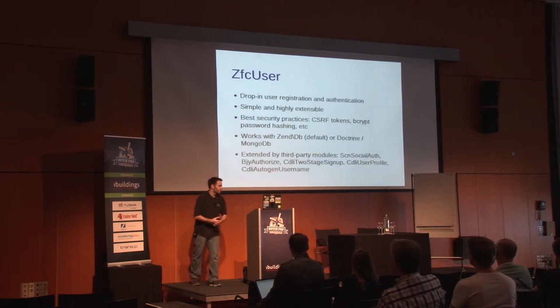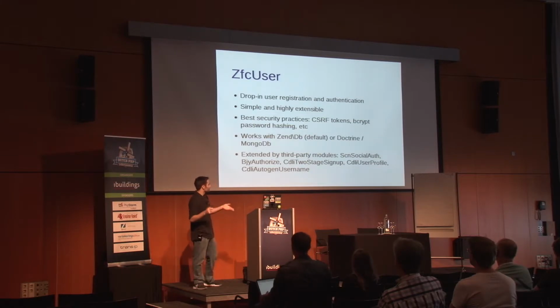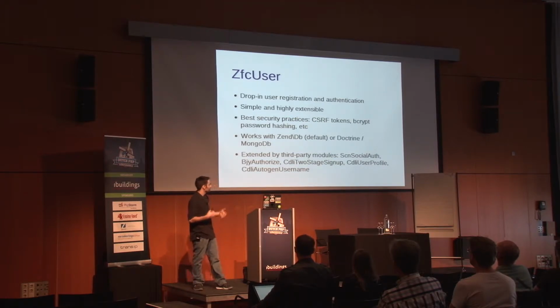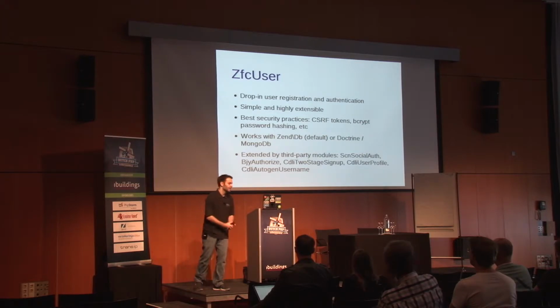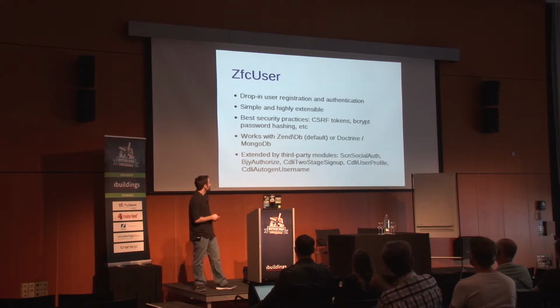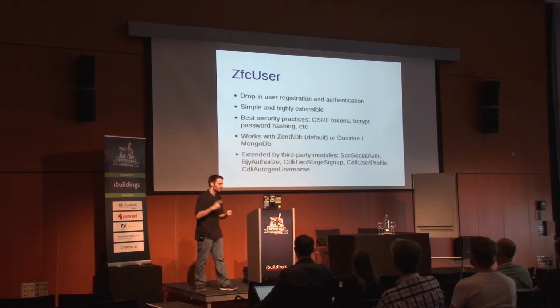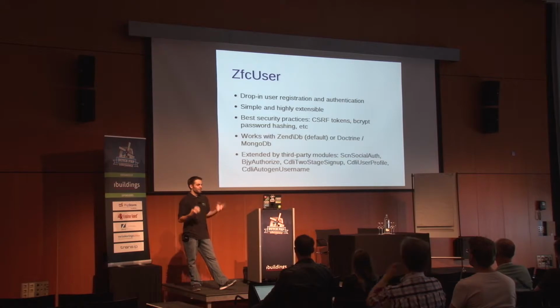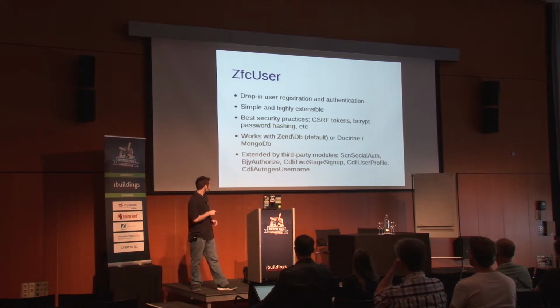So ZFC user is another great example. It's drop-in, and it just works. It applies a bunch of best practices like I was talking about, so you don't have to worry about that kind of stuff. Out of the box, it's going to use bcrypt and slow hashing. It also works with ZendDB by default, but there's also support for Doctrine, MongoDB, pretty much any backend. Somebody was just doing an LDAP plugin for it, and it's extremely extensible.